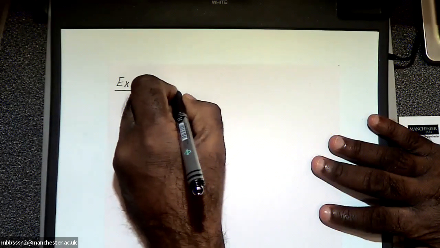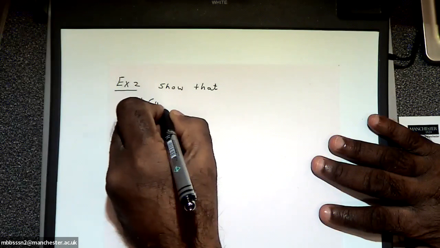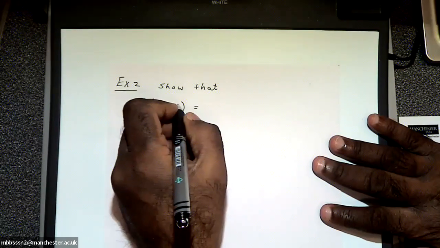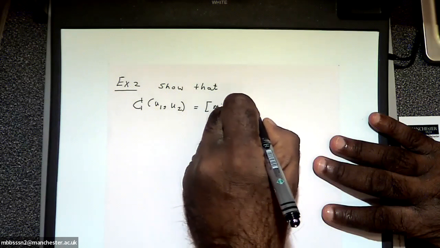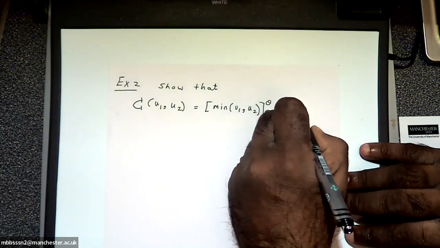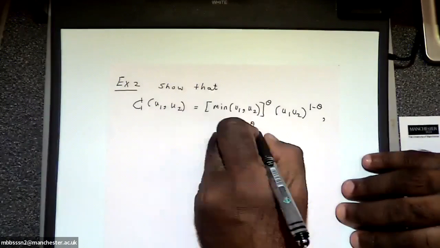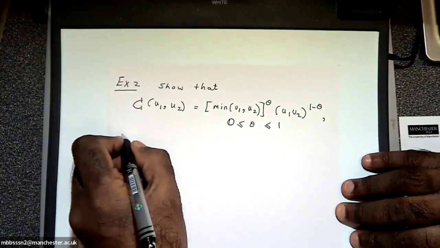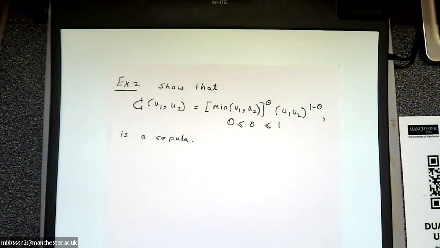So show that the function given by this, the minimum of u1, u2 to the power theta, times u1, u2 to the power 1 minus theta, where theta is a number between 0 and 1, here is a copula, right? So can you try this, please? Can you do this?